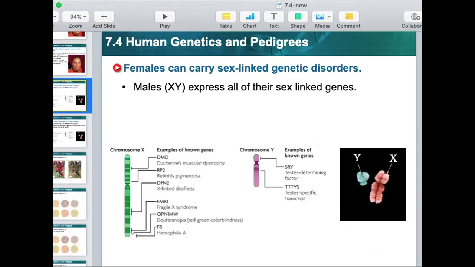So we talked about this before, that females will carry sex-linked genetic disorders. So females have 2 X chromosomes. And because of that, they can carry a damaged gene, but not have it themselves. But for males, they only have 1 X chromosome. So if there's a gene that's damaged on the X chromosome, they will have that disorder.